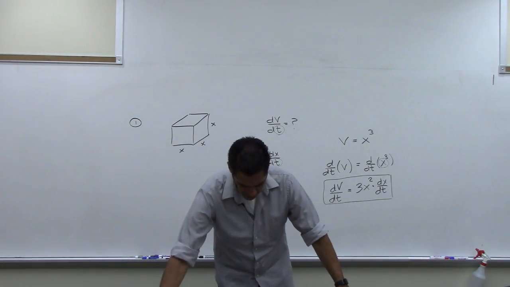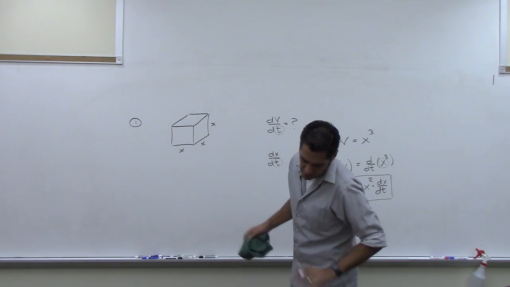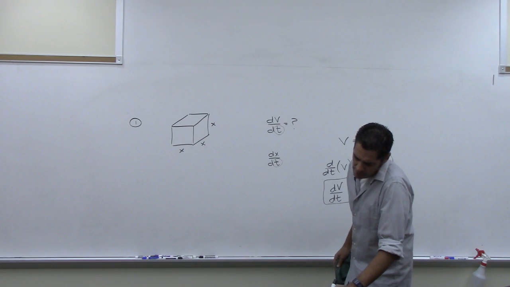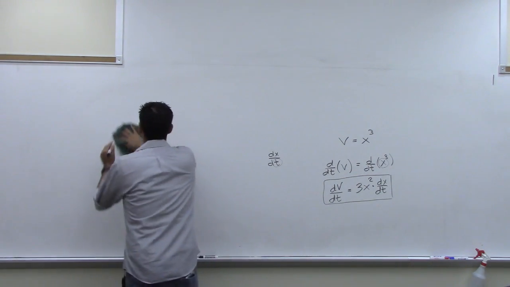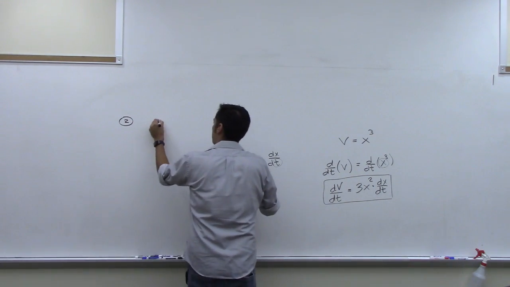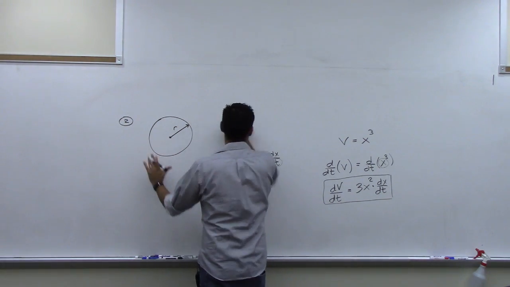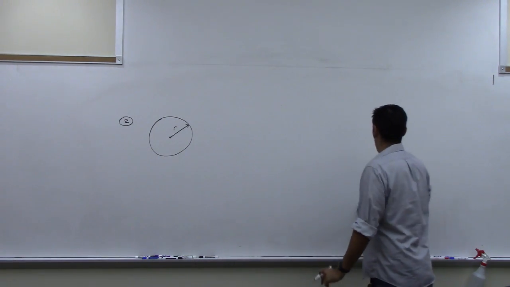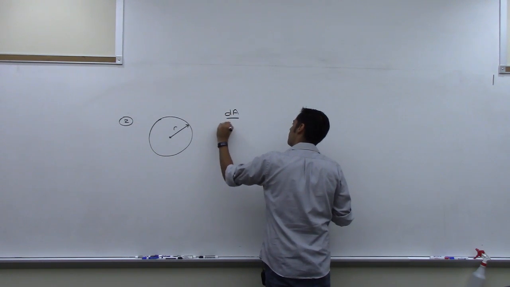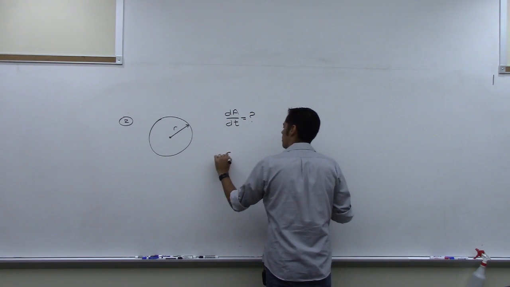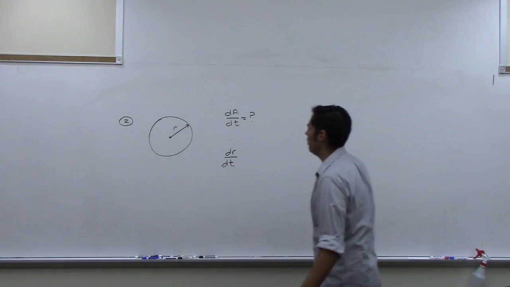Now the next problem says, if A is the area of a circle with radius r, and the circle expands as time passes, find dA/dt in terms of dr/dt. So we have a circle, and what's happening is that it's expanding. So imagine you have a circle, here's the radius, it's getting larger and larger as time goes on, and I want to find a way of relating dA/dt in terms of dr/dt. So very similar to the previous problem.